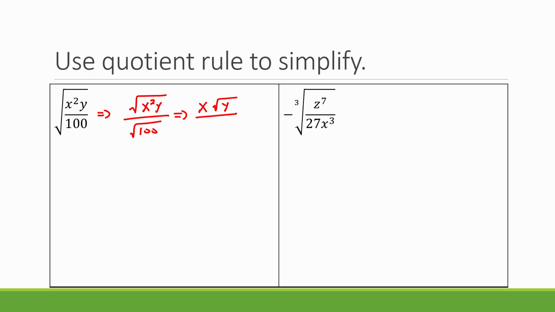What about the square root of 100? What do you multiply times itself to get 100? Yes, that's a perfect square, so you multiply 10 times itself to get 100. Therefore, the square root of 100 is 10. That would be the answer to that problem, x times the square root of y all over 10.